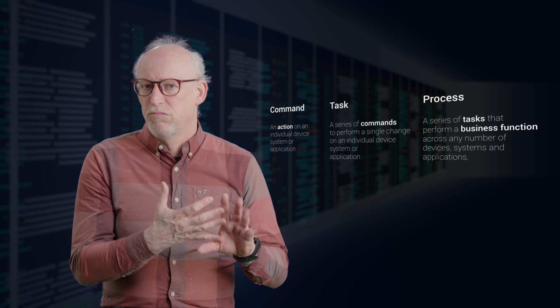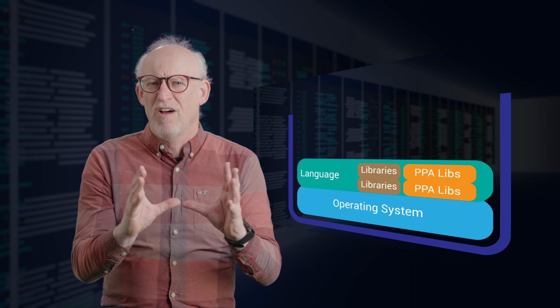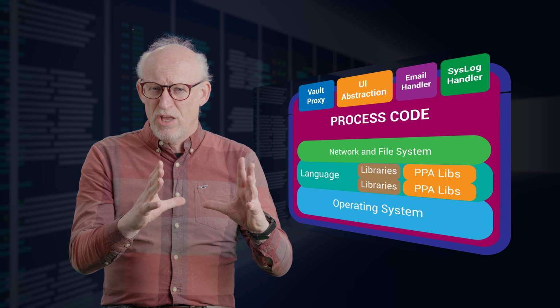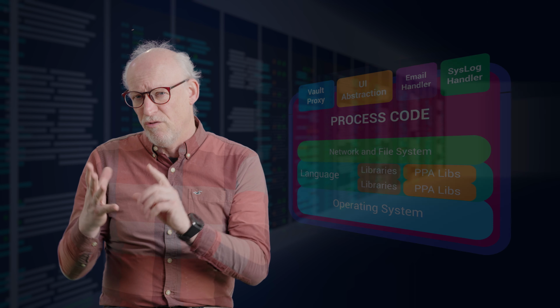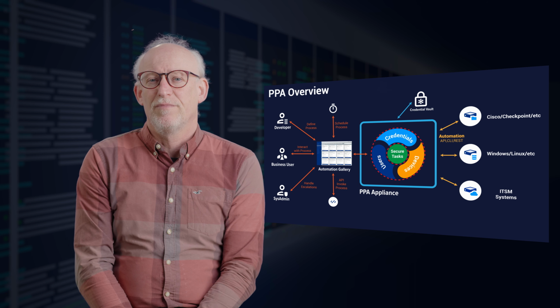So there you are. In essence, what you've got is commands, tasks, and processes. They all get put into a container with all of the ingredients that you need to run that task, which is all nicely sealed up. Then, if authenticated, that finds itself into the PPA appliance, which then can get run from API, schedules, or the automation gallery.